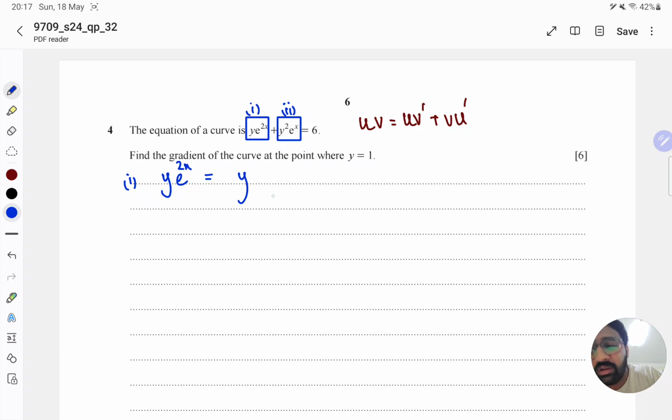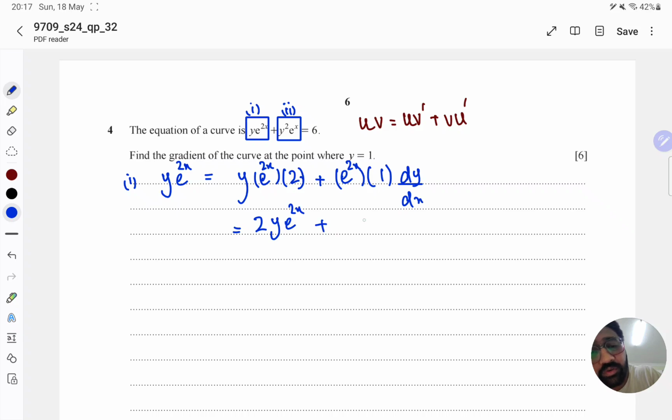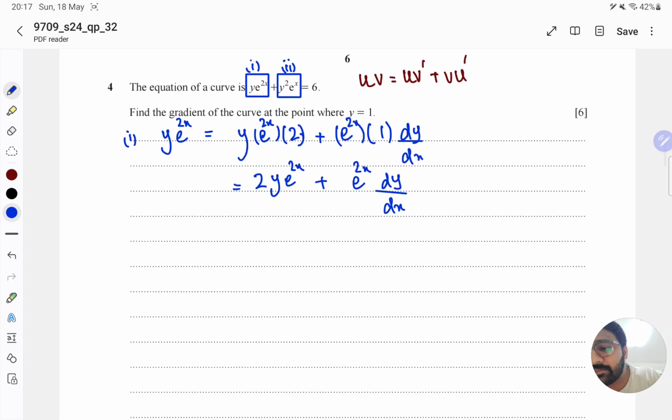The differentiation of the second, which is e raised to the power of 2x as it is, multiplied with the differentiation of the power, plus the second as it is, which is e raised to the power of 2x, into the differentiation of y, which is 1 into dy over dx. So if I simplify, it will be 2y e raised to the power of 2x plus e raised to the power of 2x dy over dx.